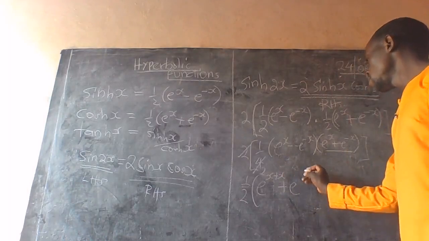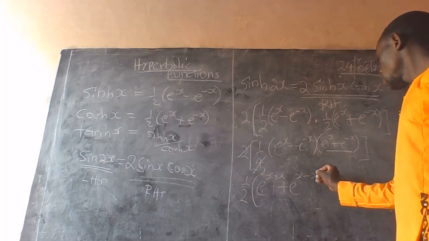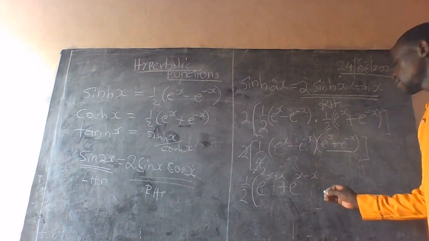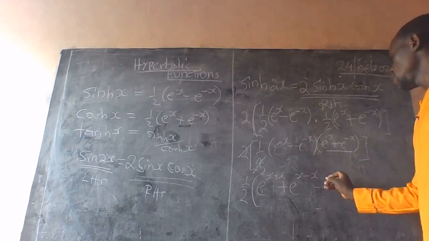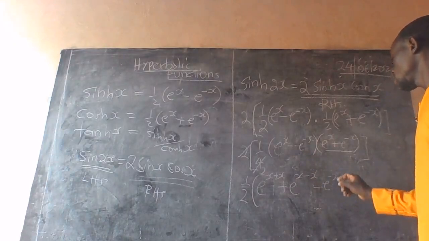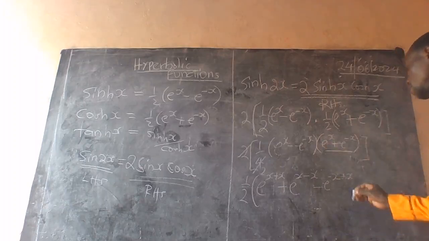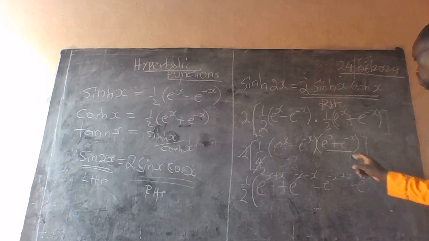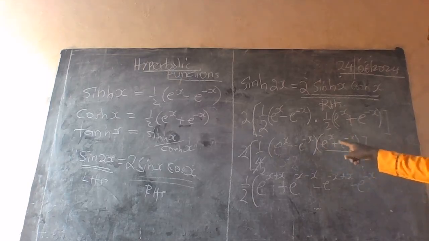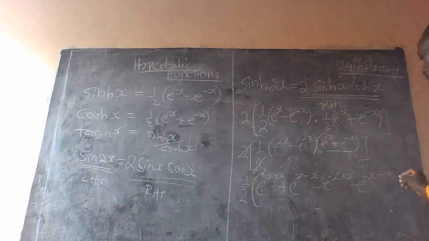That's going to be e to the x minus x. All right? Good. Minus, so this is minus e to the negative x plus x, because it's multiplying here, right? Then lastly, we're going to have negative e to the x multiplying by e to the negative x. So that's going to be minus x, like that. So that is what you're going to have.